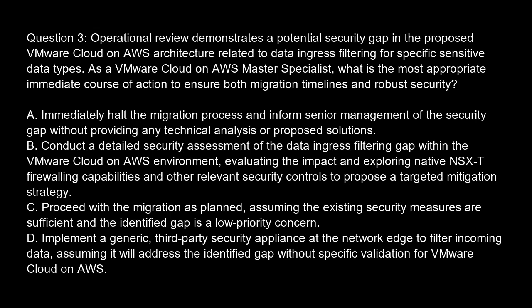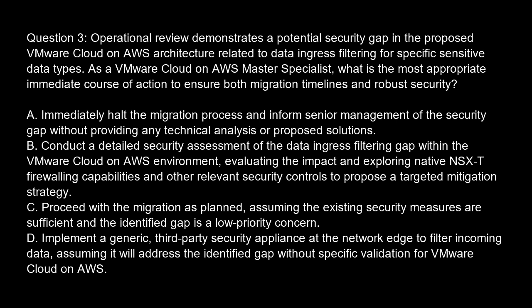Question 3. Operational review demonstrates a potential security gap in the proposed VMware Cloud on AWS architecture related to data ingress filtering for specific sensitive data types. As a VMware Cloud on AWS Master Specialist, what is the most appropriate immediate course of action to ensure both migration timelines and robust security? Option A. Immediately halt the migration process and inform senior management of the security gap without providing any technical analysis or proposed solutions. Option B.